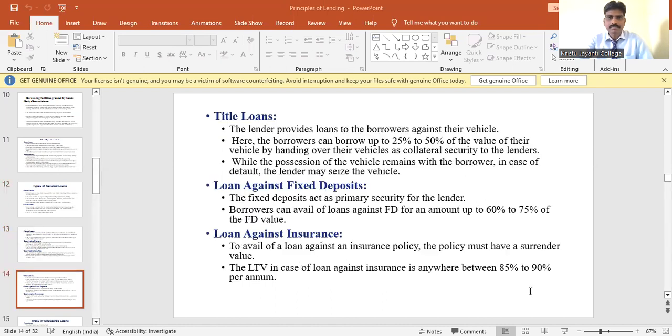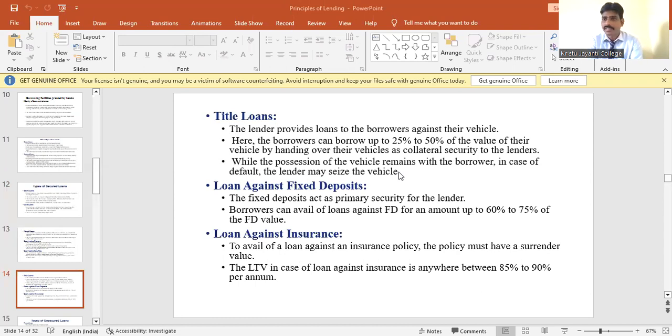Then title loans. Title loans means the lender provides a loan to the borrower against their vehicle. Here the borrowers can borrow up to 25% to 50% of the value of their vehicle by handing over the vehicle as collateral security for the loan. While the possession of the vehicle remains with the borrower, in case of default, the lender may seize the vehicle. Title loan means just transferring the rights of the title to the bank as security. The LTV value is 25% to 50%.